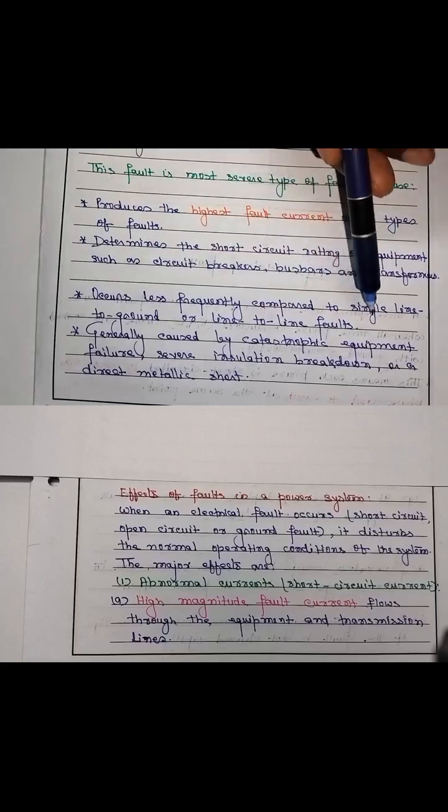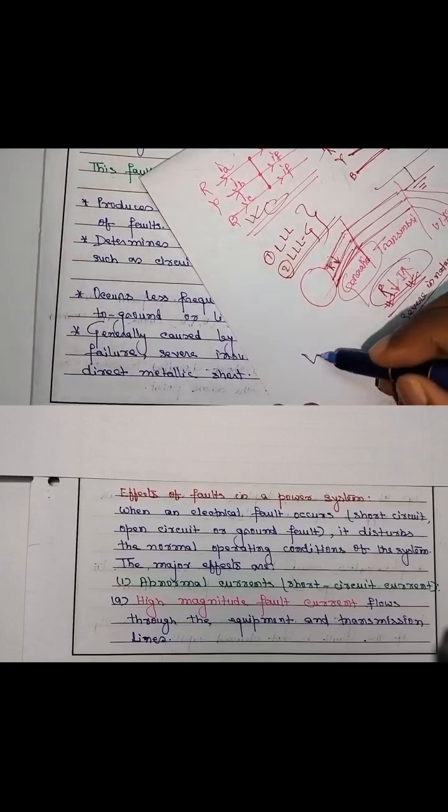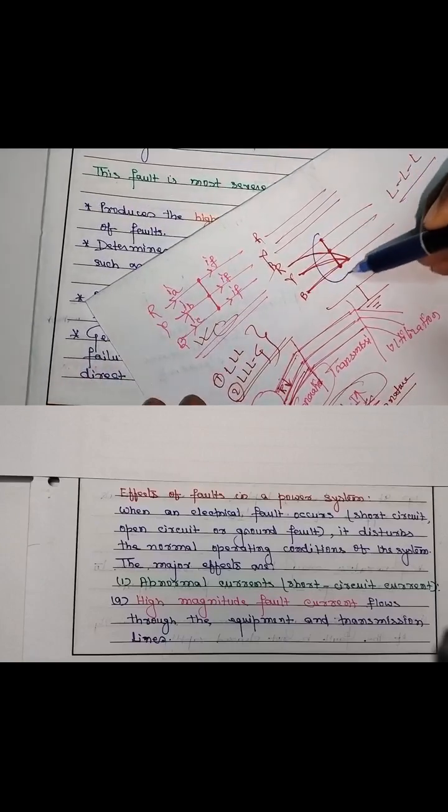If you compare with the other types of faults, like the single line to ground fault or the line to line fault, it occurs very rarely, when all three phases of the system get connected and such a fault occurs. Very rare, maybe 2 to 3%, less than 10%, this type of fault occurs.